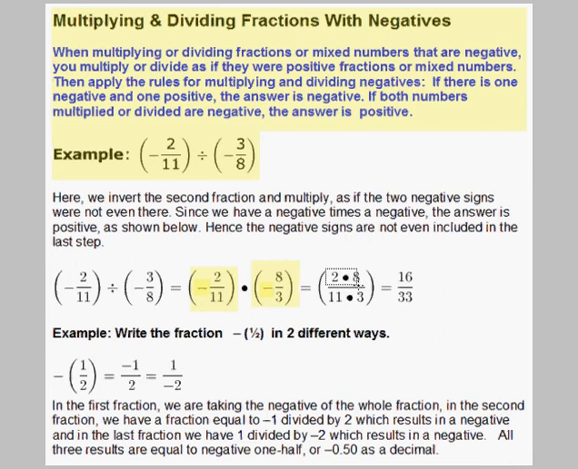So then we end up multiplying the numerators, 2 times 8 over 11 times 3, and we get an answer of 16/33. Nothing could cancel out here. That's our answer, reduced. Nothing else can be divided out.